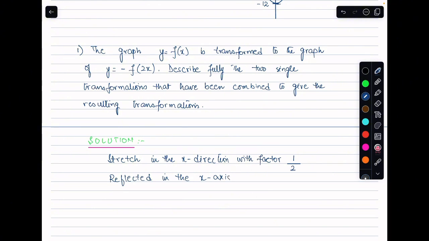So these are the two single transformations that have been combined to give the resulting transformation over here. So this is how we shall be describing the transformation for this question.